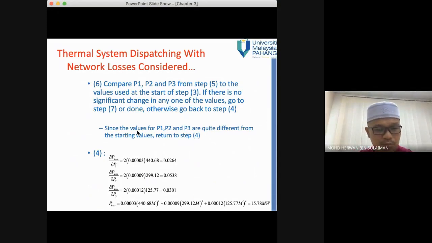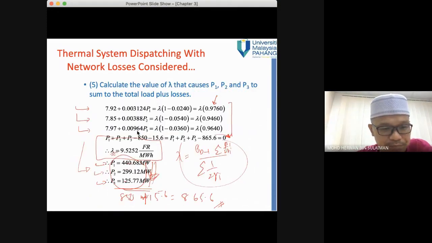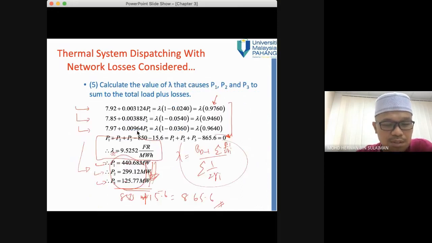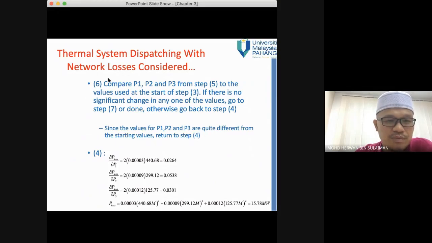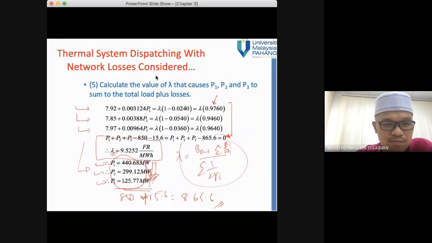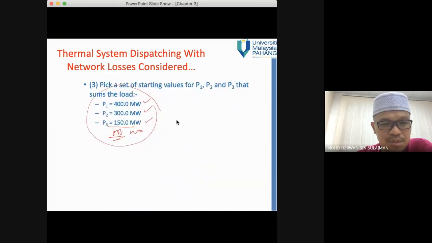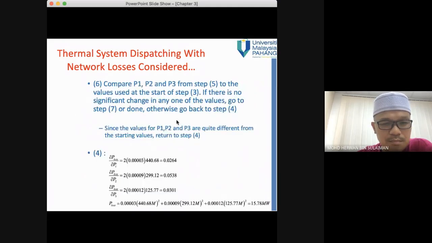Okay, there is a problem here, right? Okay, never mind, let's just look at this example. Compare P1, P2, P3 from step 5. Step 5 is where we calculate the value of lambda. We get P1, P2, P3. We compare your results to step 3, that is, we compare with the initial results. If there is no significant change in any of the values, go to step 7 or below. Otherwise, you go back to step 4.